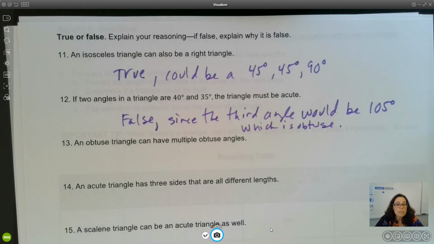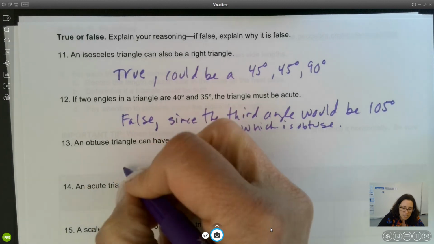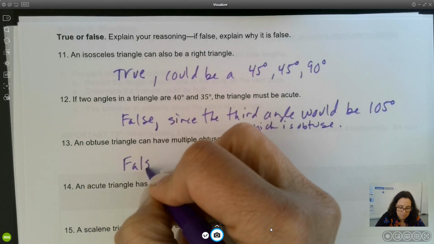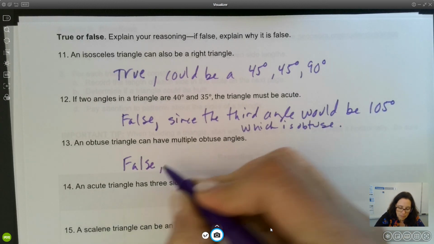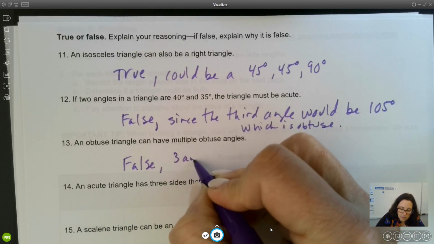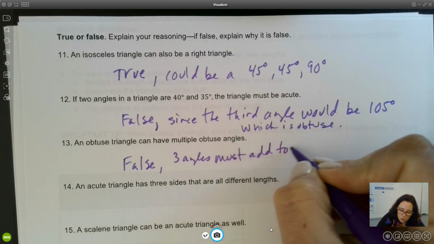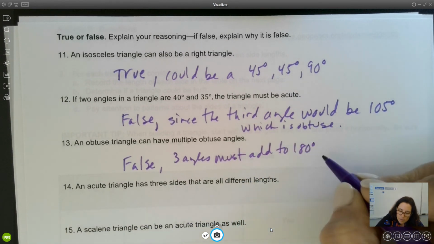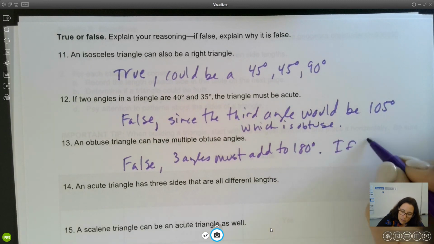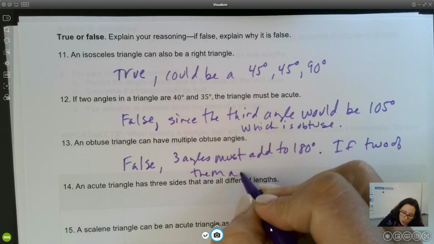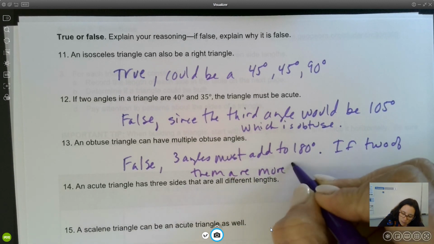An obtuse triangle can have multiple obtuse angles. False. We just said that that cannot happen. Three angles must add to 180 degrees if two of them are more than 90.